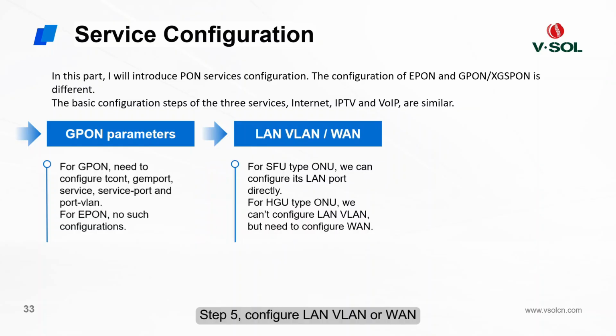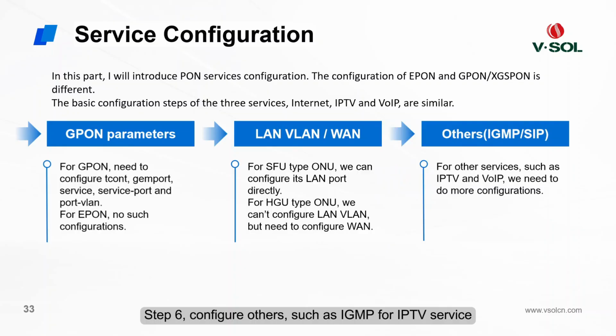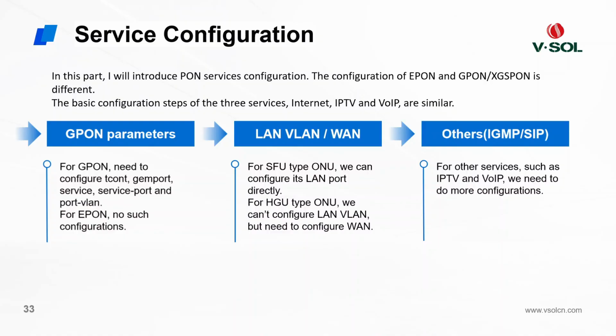Step 5. Configure LAN VLAN or WAN. For SFU type ONU, we can configure its LAN port directly. For HGU type ONU, we can't configure LAN VLAN, but need to configure WAN. Step 6. Configure others, such as IGMP for IPTV service, SIP parameters for VoIP service. Next, I will introduce these configurations.